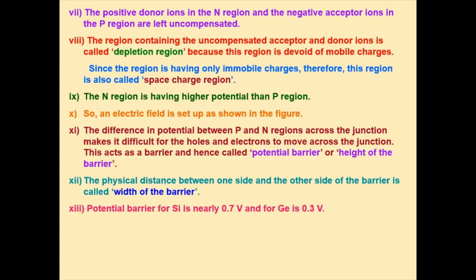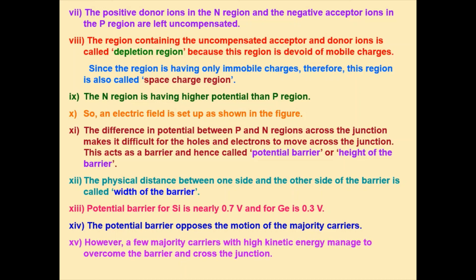Next, the potential barrier for silicon is approximately 0.7 volts, and for germanium it is 0.3 volts. The potential barrier opposes the motion of majority charge carriers. Initially, when the junction is formed, the majority charge carriers will diffuse across the junction, but after some time this diffusion will stop because of the potential barrier set up across the junction.